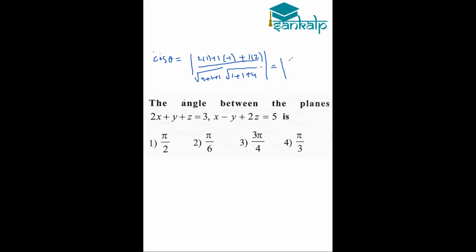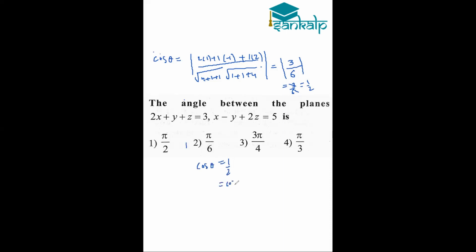Okay, so it will be 4 minus 1, which is equal to 3, divided by 4 plus 1 plus 1, it is 6, root 6 into root 6, it will be equal to 6. On simplifying we get 3 upon 6, which is equal to 1 upon 2. Next we need to calculate the angle. Cos theta is equal to 1 upon 2.